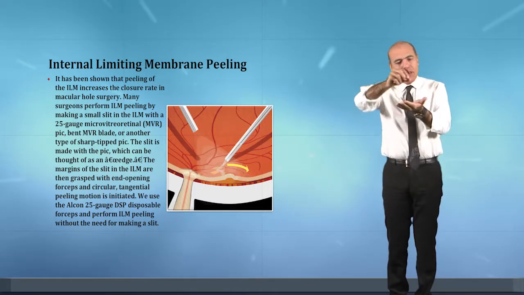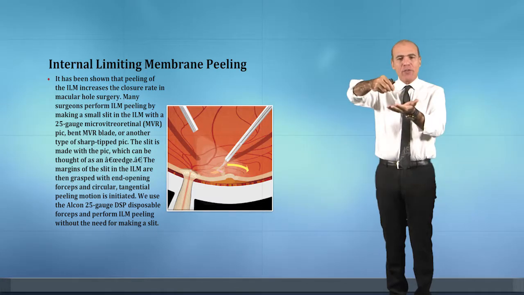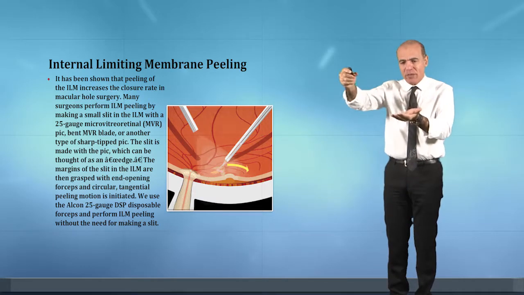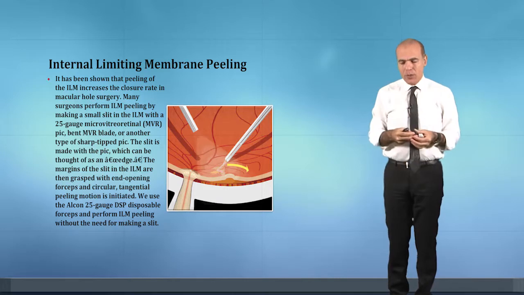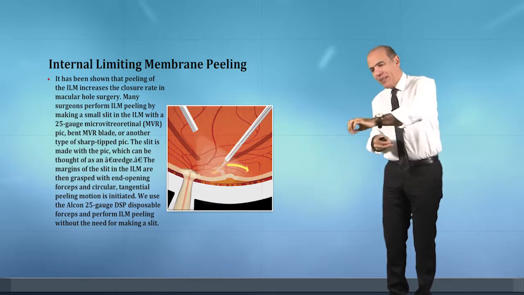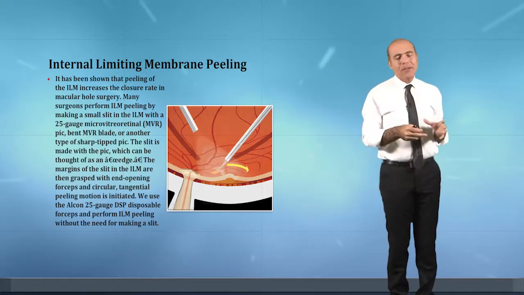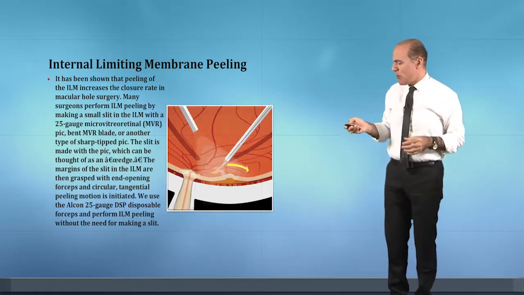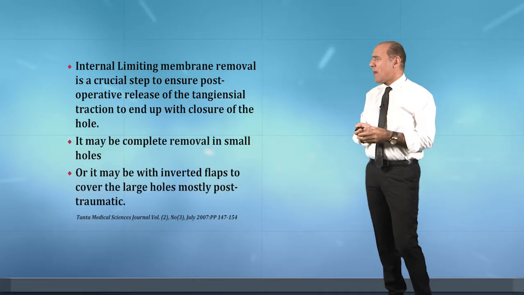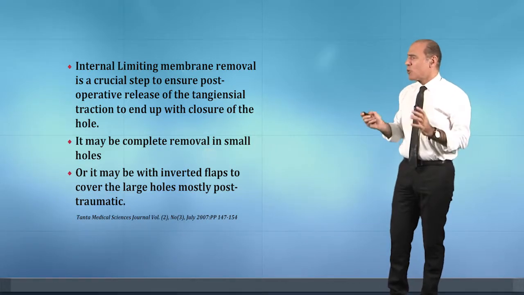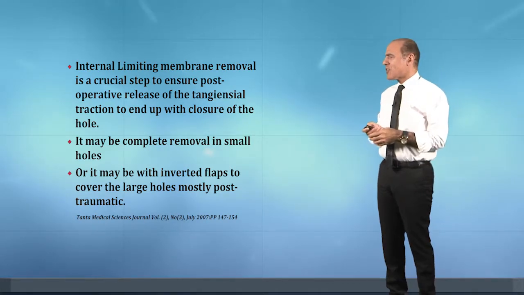After creating an edge, I can peel it with any other forceps like end grabbing forceps or even serrated forceps. Any forceps you are familiar with, you can use to peel it in a circumferential way, like a rhexis formation, to peel from around the hole. Internal limiting membrane removal is a crucial step to ensure the postoperative release of the tangential traction.